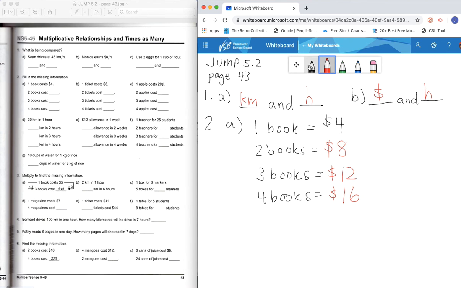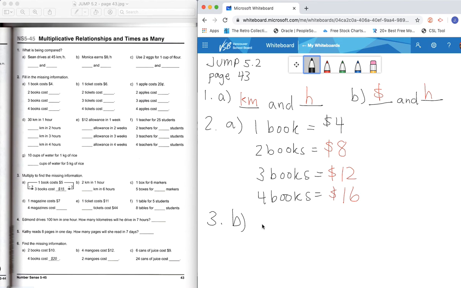All right, let's look at number 3. Multiply to find the missing information. So 3A is done for you, where it says one book costs $5, 3 books cost blank. So same thing, you take 5 times 3 equals 15. All right, so A is done for you. Let's do B.